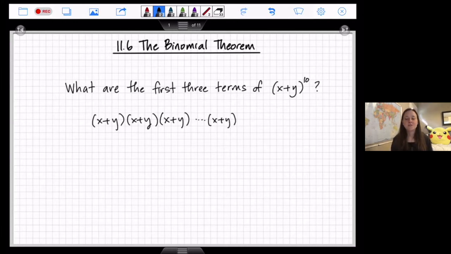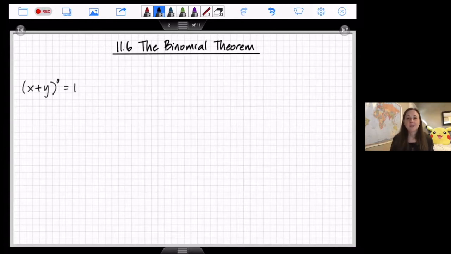So our goal in this video is to figure out, is there a pattern when we go from the square to the cube to the fourth to the fifth that we can use to predict what this answer would be without having to go through the slog of actually multiplying it out? So we're going to start small.